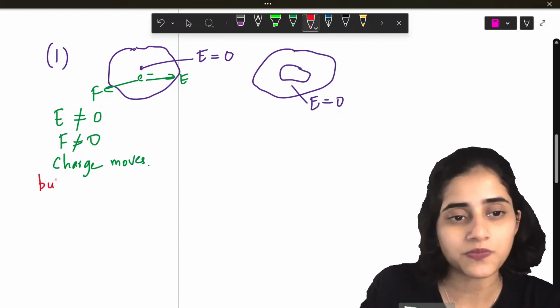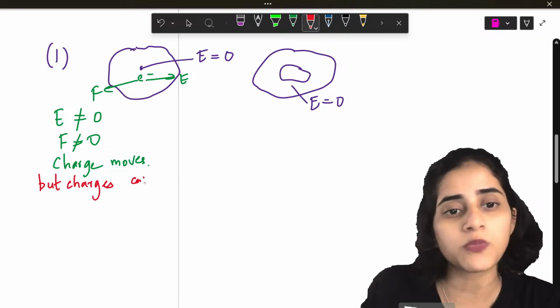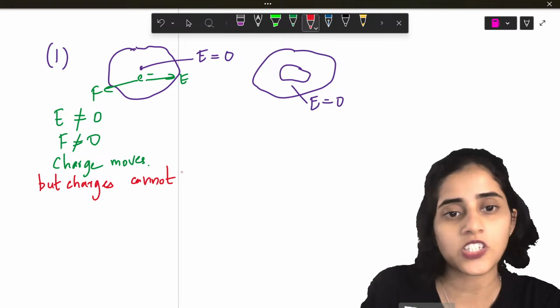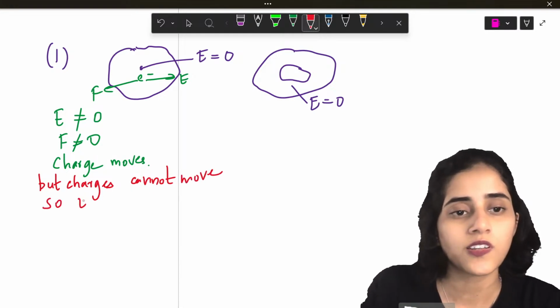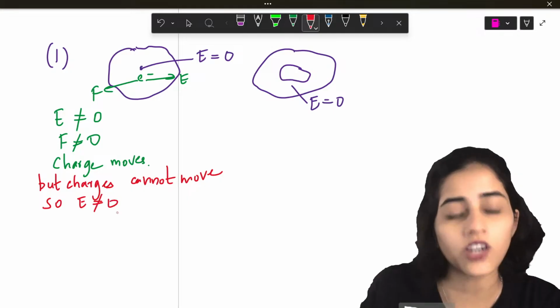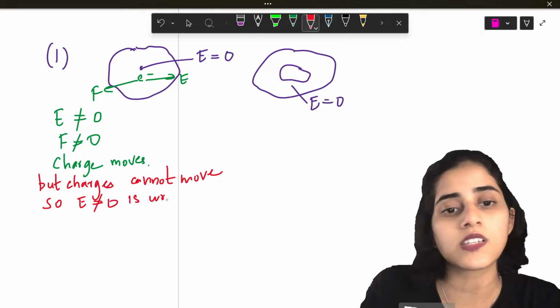But charges cannot move. So E not equal to 0 is wrong.